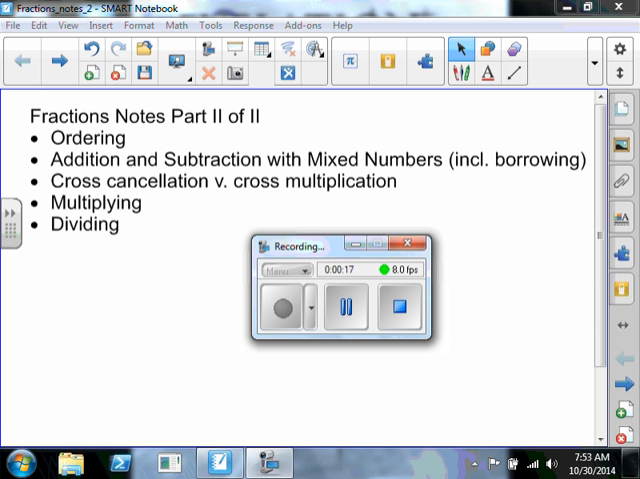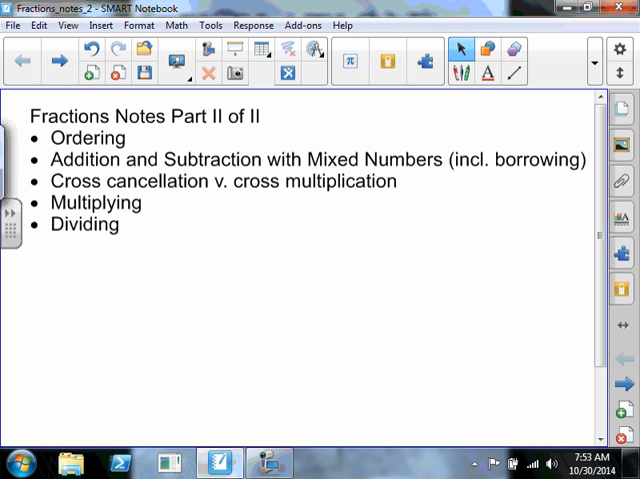Math is my game. I'm joined today by one of my Algebra 2 classes, and here we are, fractions, part 2 of 2. In this lesson, we'll be looking at how to order fractions, as that's going to be an item on the upcoming test.